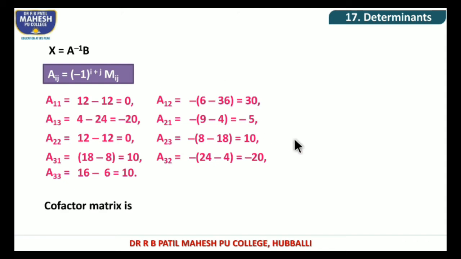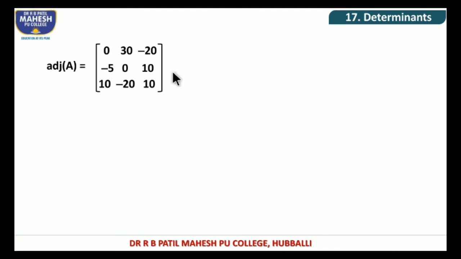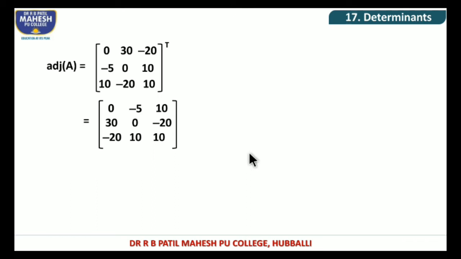So after finding the cofactors, we write down the cofactor matrix as the matrix containing 0, 30, minus 20, minus 5, 0, 10, 10, minus 20, 10. Let us find out the value of adjoint of A here. This is the transpose of this cofactor matrix. The first row becomes the first column, the second row becomes the second column, and the third row becomes the third column. So this is the value of adjoint of A.